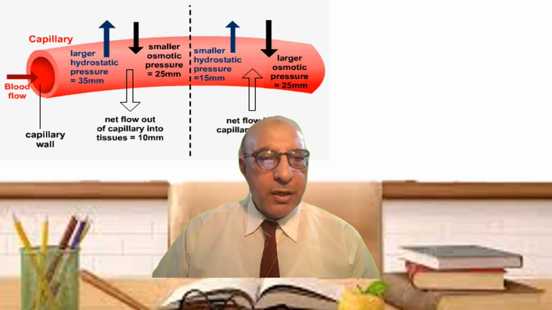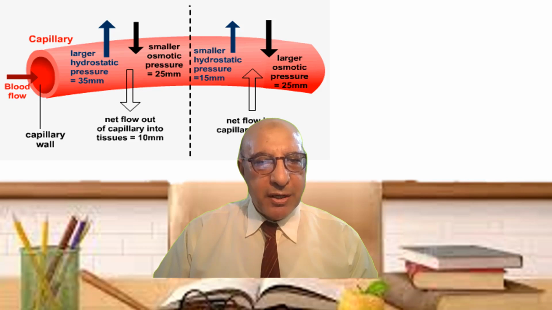We notice here that the hydrostatic pressure at the arterial or arteriolar end of the capillary is about 35 millimeter mercury, opposed by an oncotic pressure or osmotic pressure of only 25 millimeter mercury. Thus, the upper hand is for filtration, because the hydrostatic pressure is higher by 10 millimeter mercury than the oncotic pressure. So, net fluid will pass out of the capillary into the interstitial space. This is the process of filtration occurring at the proximal or the arteriolar end of the capillary.